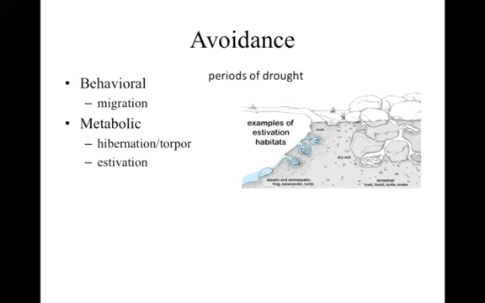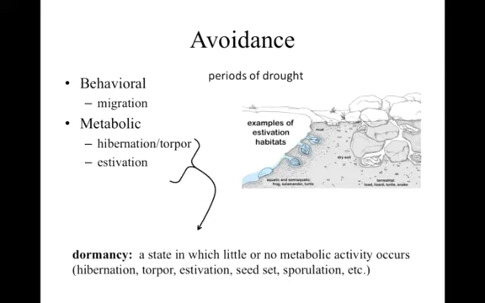Another form of this sort of metabolic avoidance is known as estivation. This doesn't happen in the cold. This actually happens during periods of drought, but it's the same kind of idea. These organisms just shut themselves down. They lower their metabolic rate to the point where they're living, but they're not really, really living.